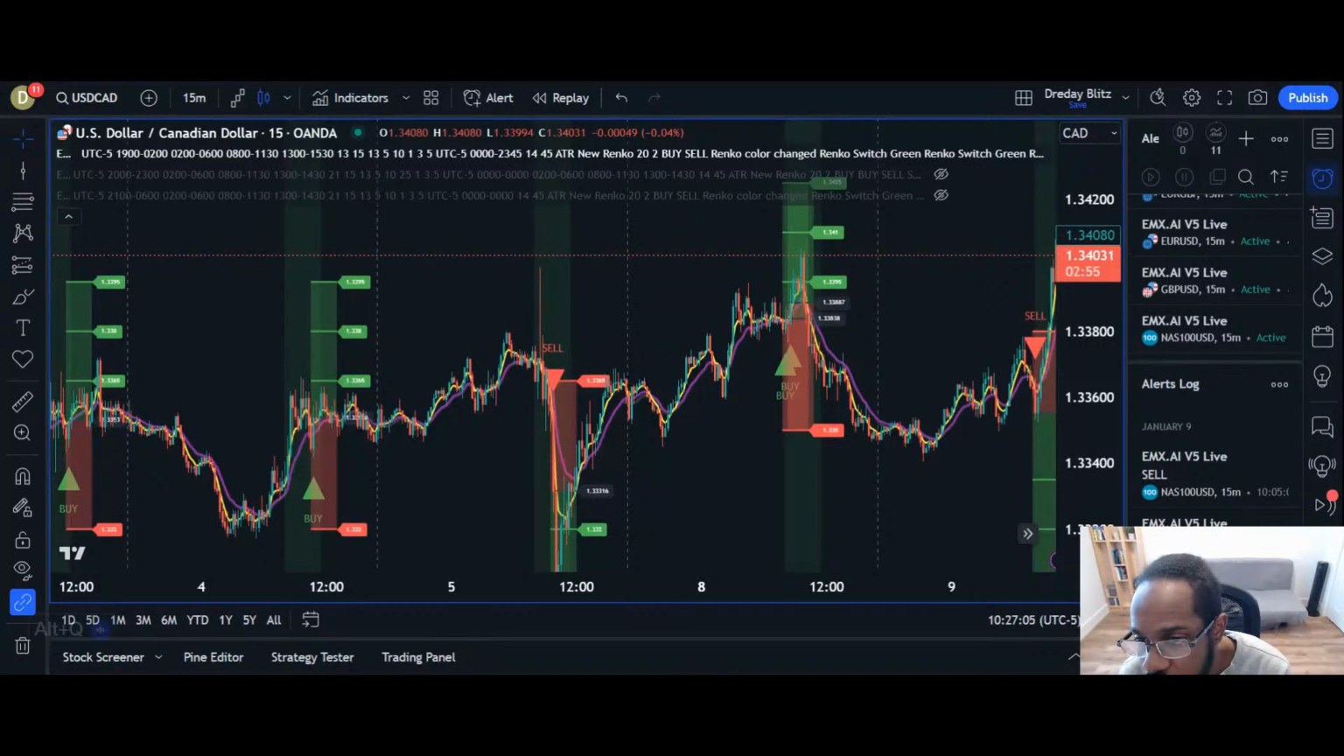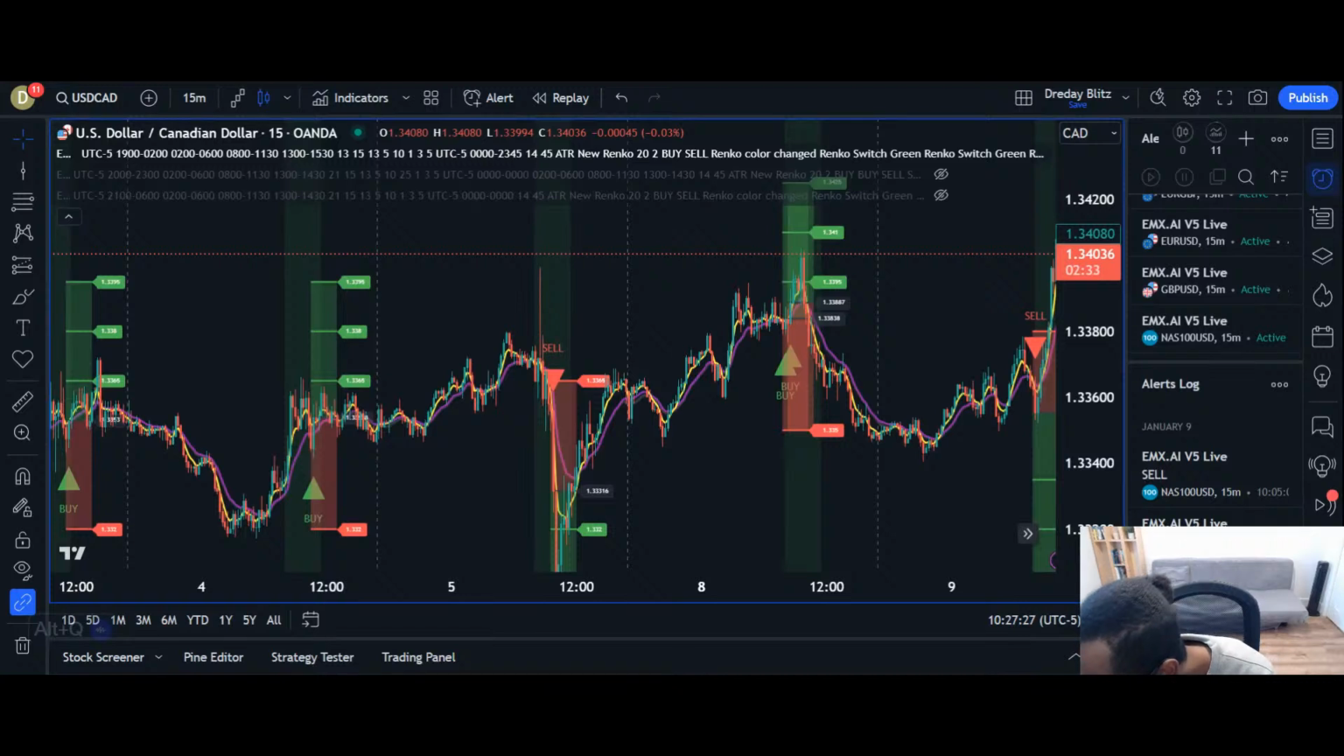So that's what I'm doing here at the moment. By the end of this month, the automation should be completed, and that way everything will be traded on automation using the indicator that you're seeing right now.